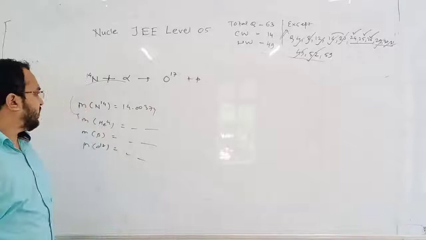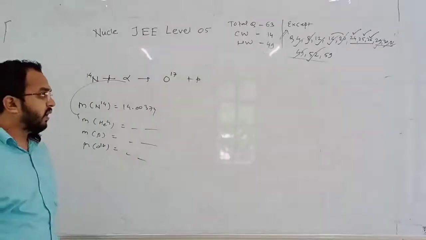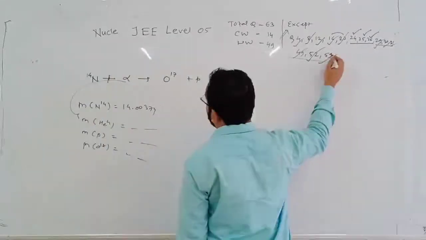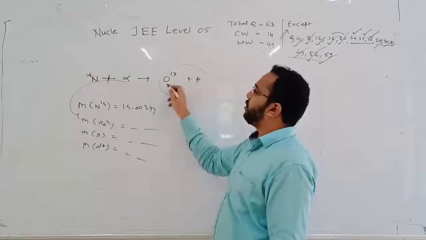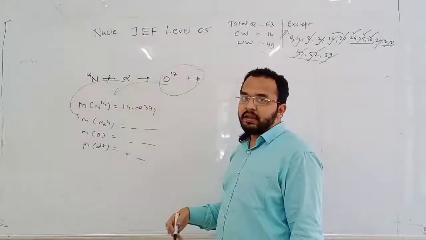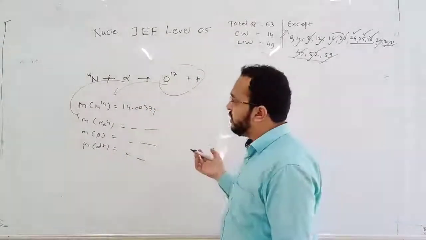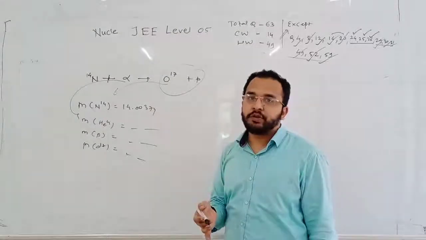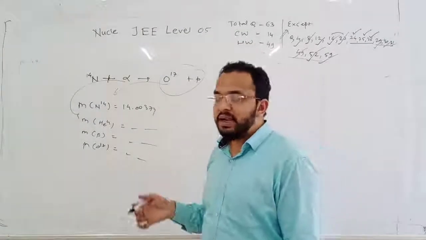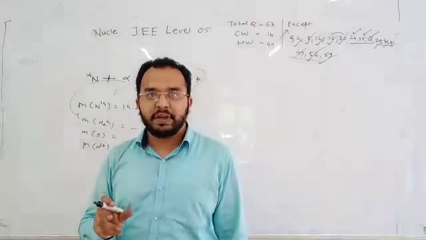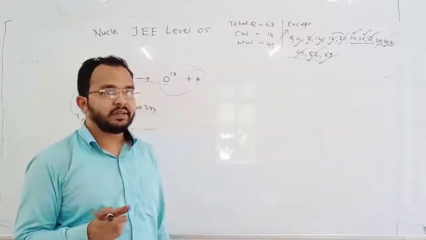So again the same question. So many calculations are there. Delta M you have to find: mass of product minus mass of reactant, that is delta M. Delta M into C square upon 1.6 into 10 to the power minus 13. Find the binding energy of this. There X is present and we have to find the value of X.